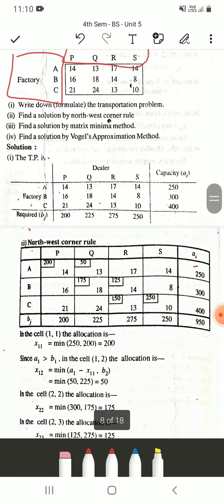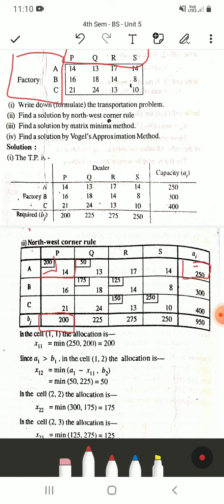I'll quickly revise. The first step is to take the cell 1 1, which is the northwest corner rule. Check which is minimum between A1 and B1. So allocate that value in this box. Next, here 200 is the allocated value. So this P dealer requirement is fulfilled. Next we will move to the next cell. So here 50 is remaining, so that 50 is allocated. So this factory A capacity is over. So we come to the next cell.